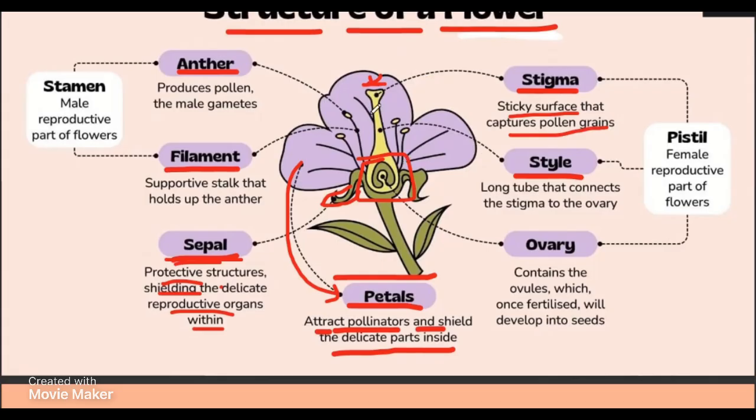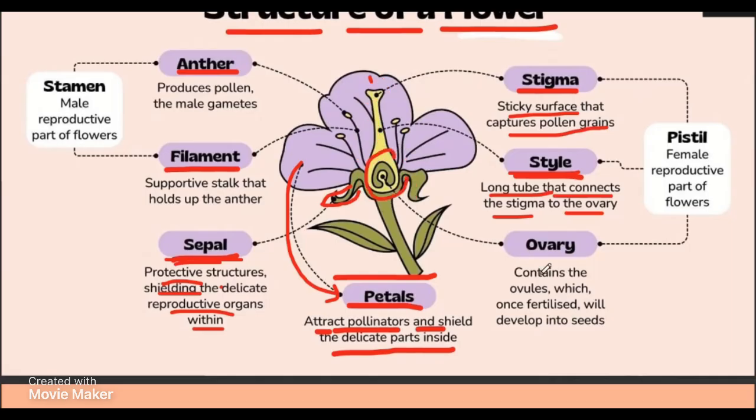Then this part is the style. What is the style? It is the long tube that connects the stigma to the ovary. This is the stigma and this is the ovary. So the stigma is connected to the ovary with the help of the tubular structure called the style.